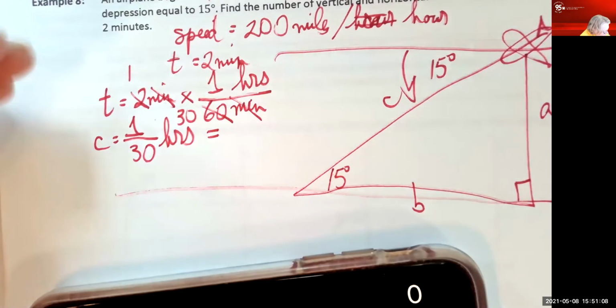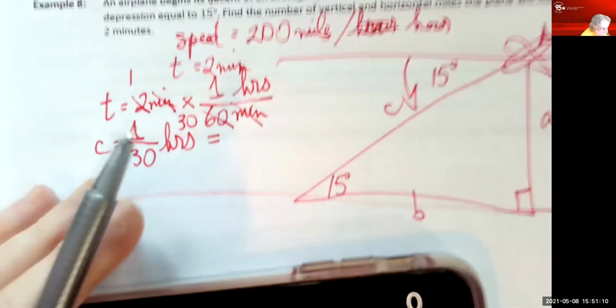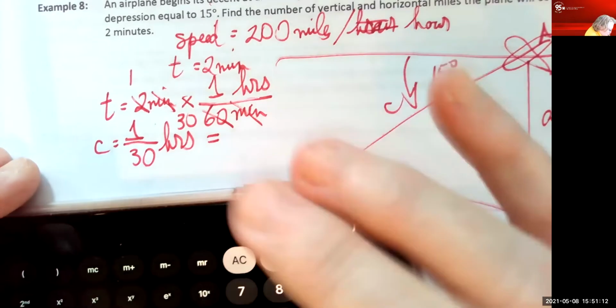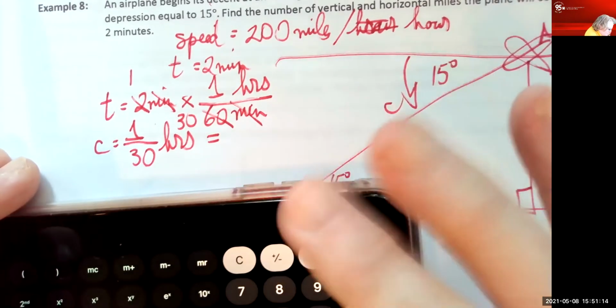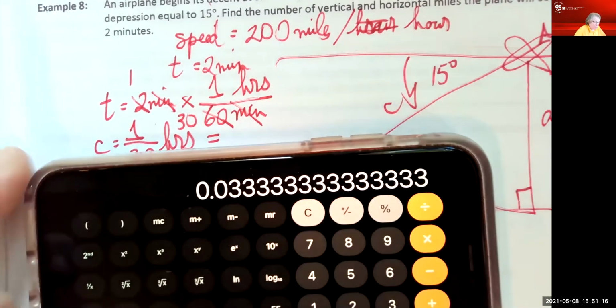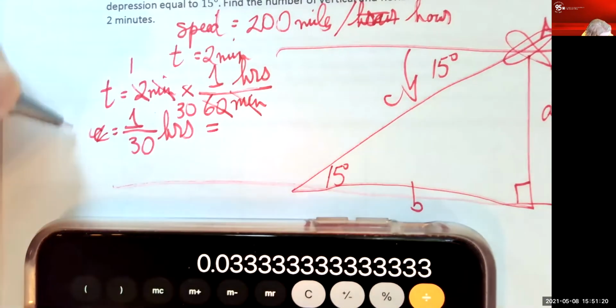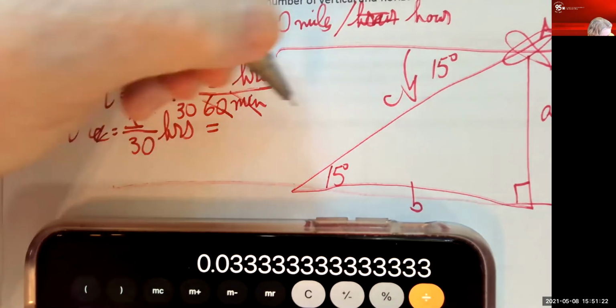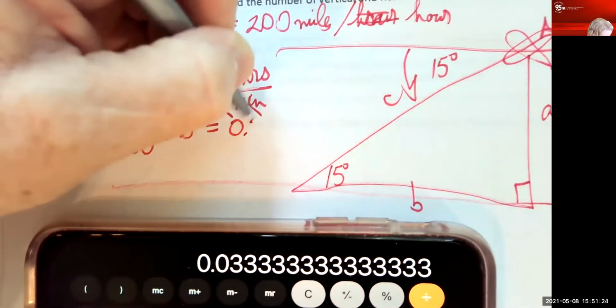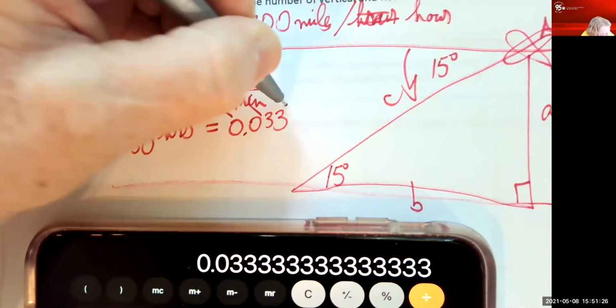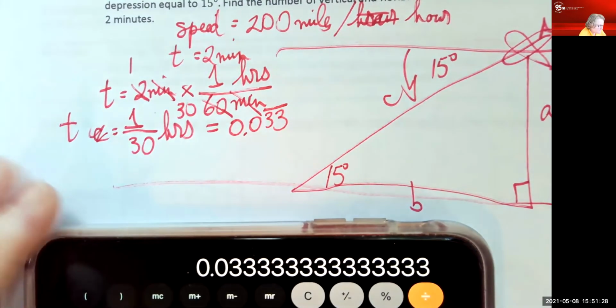This is not side C, this is how long it's traveling. So the time it's traveling is the reciprocal of 30, or 1 divided by 30. And it's 0.033, and I'm just going to put a bar because it's repeating.